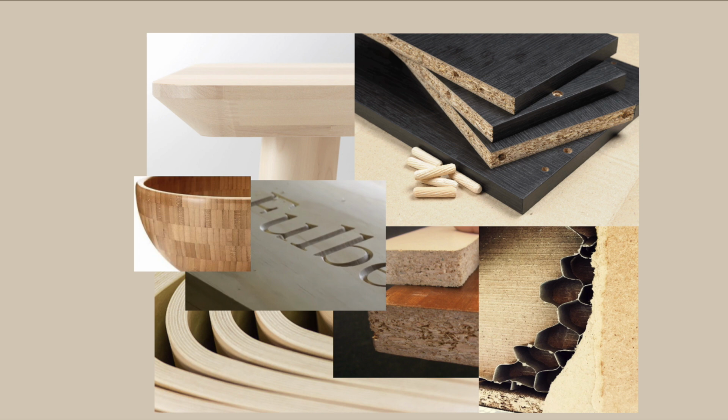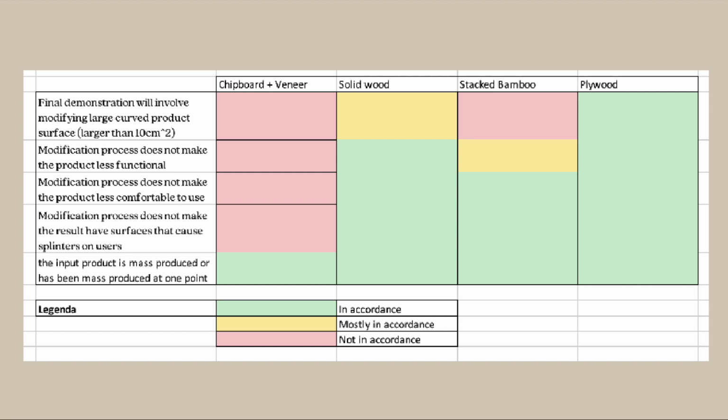4 different wood-based constructions were identified, which are used by IKEA for their products. These constructions were identified as chipboard plus veneer, solid wood, stacked bamboo, and plywood. The 4 found constructions were compared using a matrix, where they were assessed on how they fulfilled the criteria already established. Plywood came out as being the only construction which fulfilled all of the criteria. This is due to plywood being able to be molded into forms with curved surfaces, and it being a construction that, when milled, doesn't expose much weaker materials, which is the case with chipboard plus veneer.